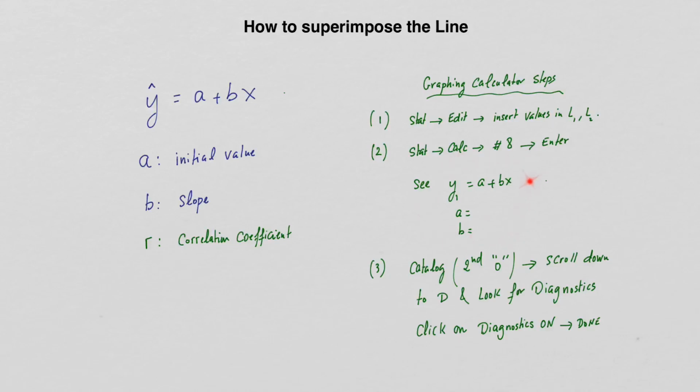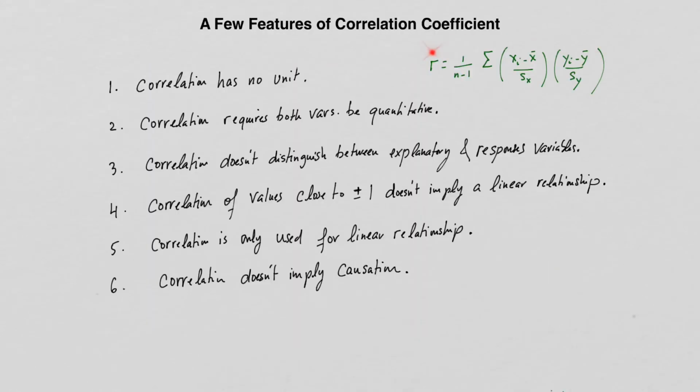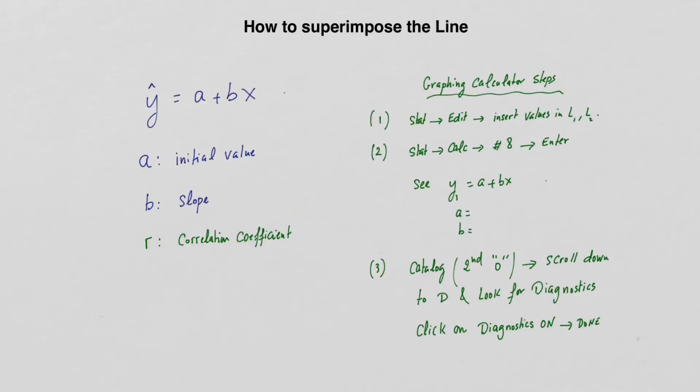Most of you on your calculator will see A and B, but we would love to know R, don't we? We want to see A, which is your initial value, the y-intercept. You want to see B, which is your slope, but we also want to see R. We want to get it on the TI. Here's how you do it. You click on second 0, which is catalog. It's at the bottom. Second 0 will give you catalog. Catalog is like a dictionary or a menu.